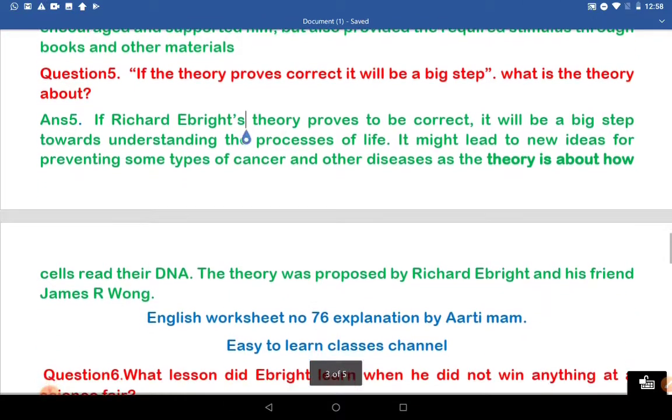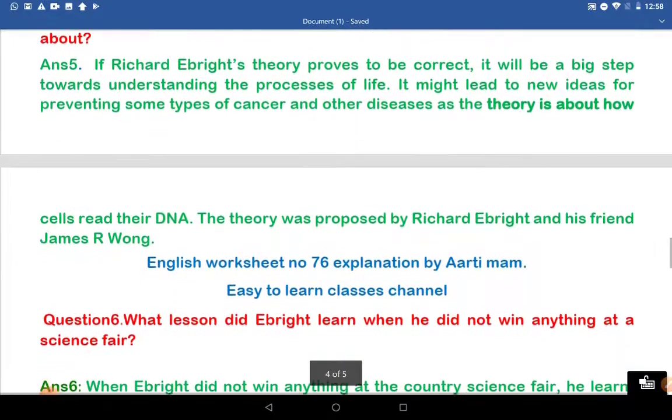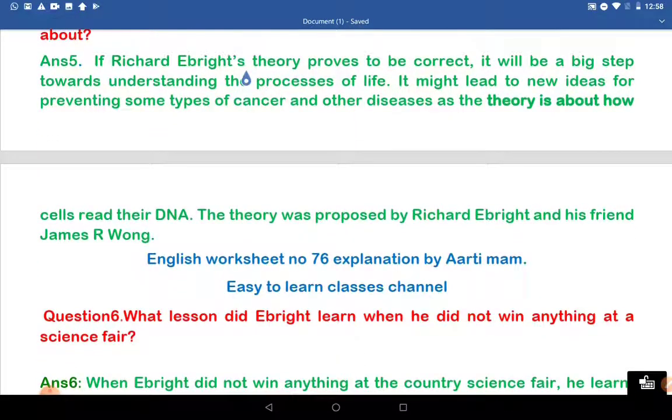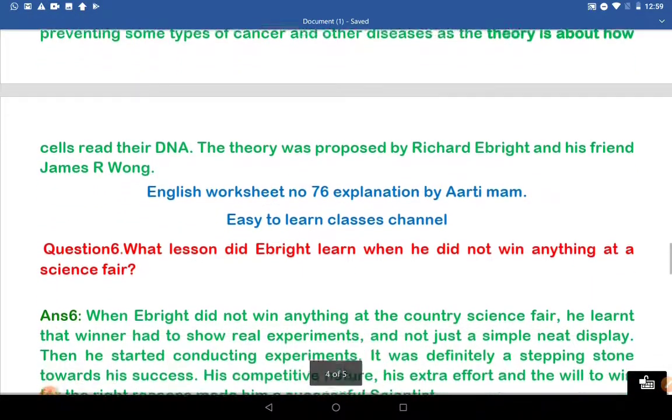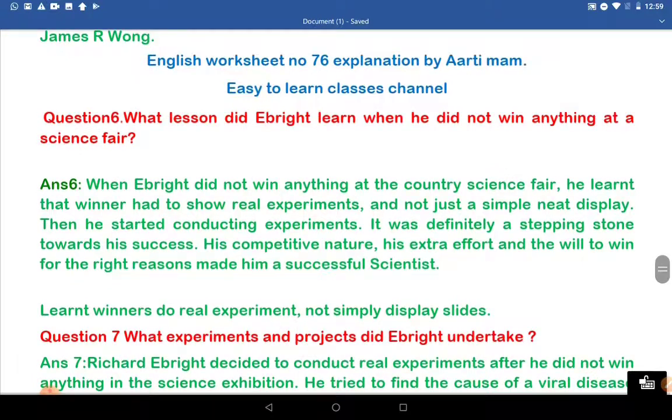Question number 5. If the theory proves correct, it would be a big step. What is the theory about? If Richard E. Ebright's theory proved to be correct, it would be a big step towards understanding the process of life. It may lead to new ideas for preventing some types of cancers and other diseases, as the theory is about how cells read their DNA. The theory was proposed by Richard E. Ebright and his friend James R. Wong. Let us come to question number 6.